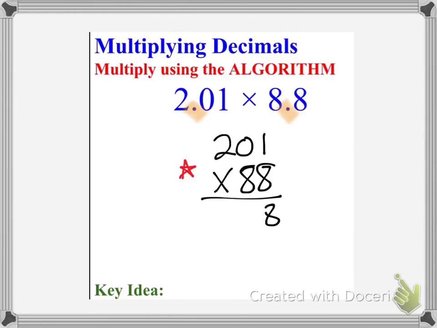8 times 1 is 8, 8 times 0 is 0, and 8 times 2 is 16. So if you ended up with 1,608, that gives you 1 star. The next step is to put your placeholder, so that would give you a star as well if you put the 0 there, and then you can multiply by 8 again.